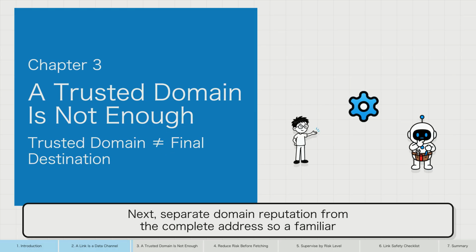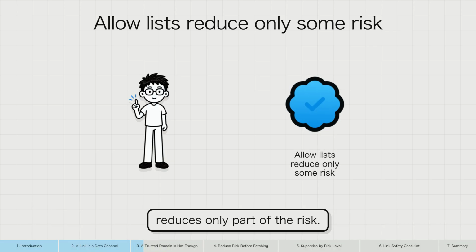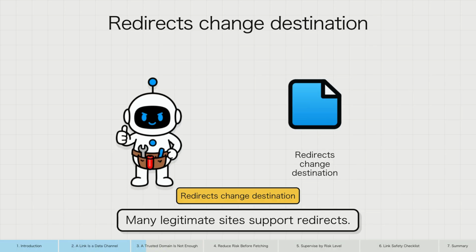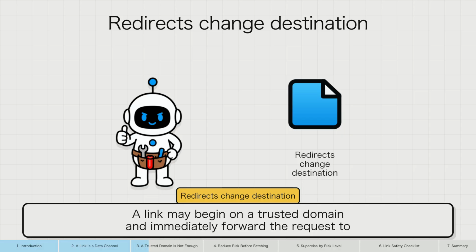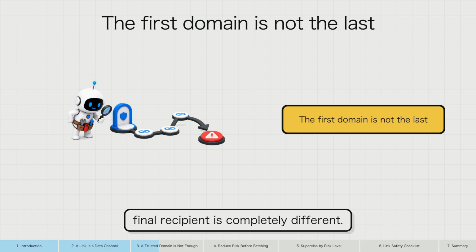Next, separate domain reputation from the complete address so a familiar brand does not become automatic approval. A natural defense is to let an agent open only well-known websites, but that reduces only part of the risk. Many legitimate sites support redirects. A link may begin on a trusted domain and immediately forward the request to an attacker-controlled destination. If the safety check sees only the first domain, it can approve a chain whose final recipient is completely different.